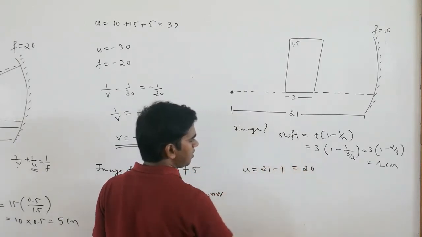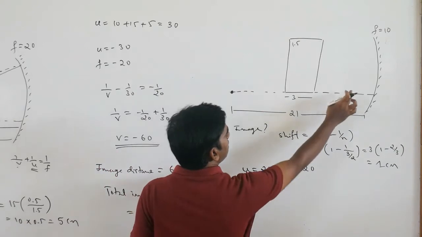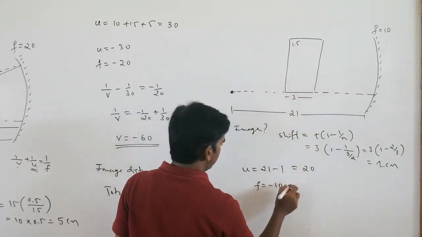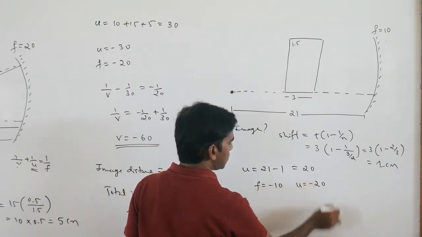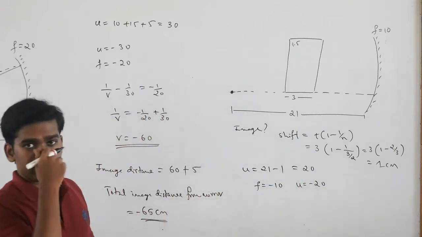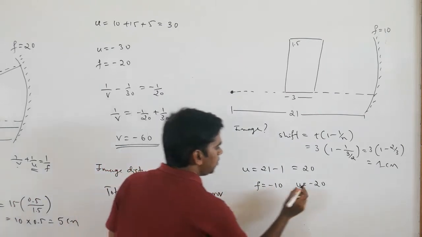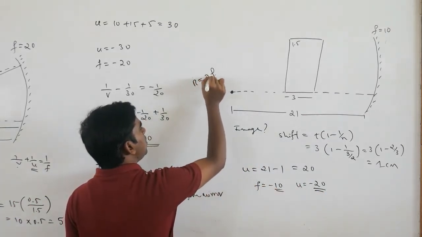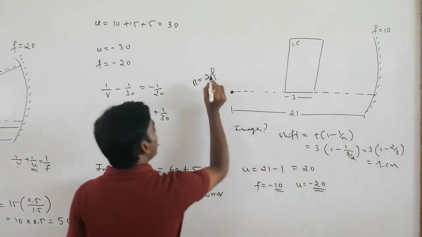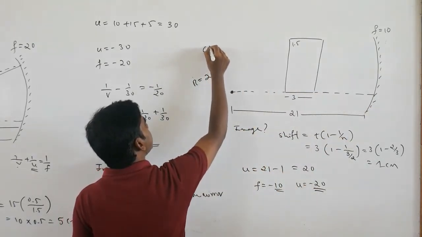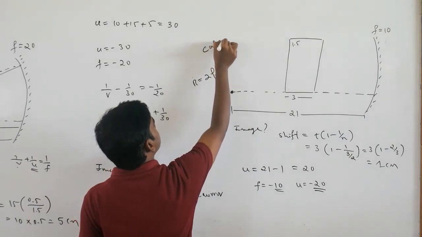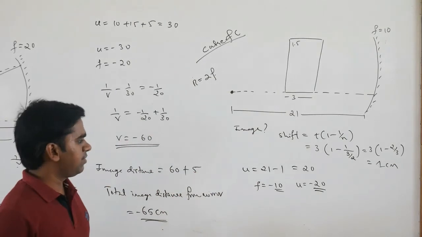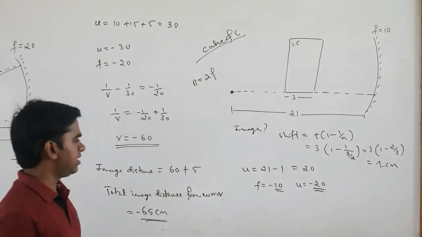So actual object distance U equals 21 minus 1 centimeter, so this will become 20. What is the focal length? Focal length is minus 10. Object distance is minus 20. But no need to apply the formula here. U is 20, F is 10. We know that R equals 2F for the mirror. That means the object is at the center of curvature. If the object is at the center of curvature, the image will form again at the center of curvature only.